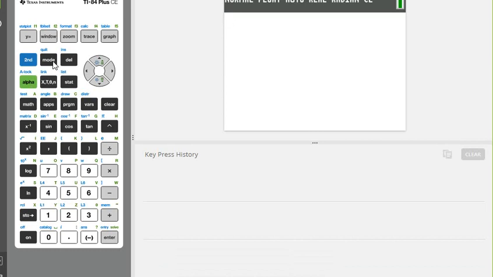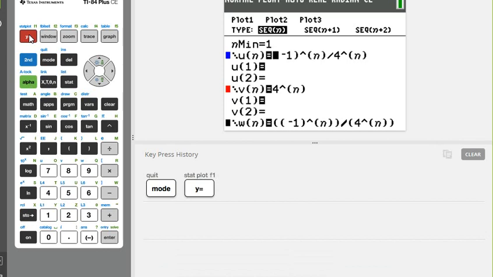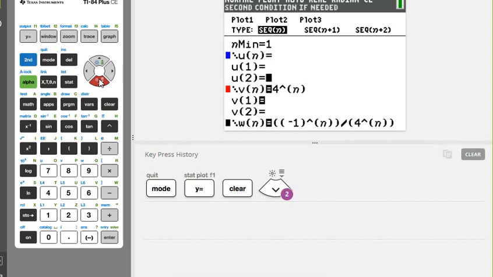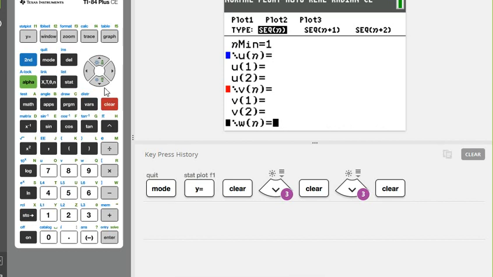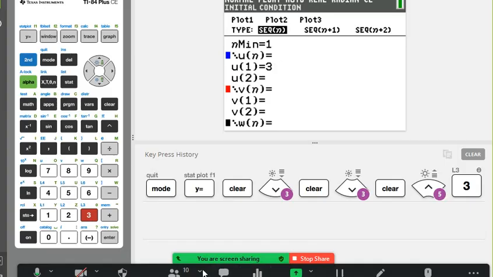In sequential mode, so I'm assuming that your calculator is in sequential mode, go to the y equals key, and let me clear out some of this old stuff. There, got rid of that. And right here, u sub 1, well, what's the value of the first term? It was a 3, right? U sub 1 was 3. That was given to us. Let's look back real quick. There you go. A sub 1 is 3, so we're going to use u sub 1 as 3.